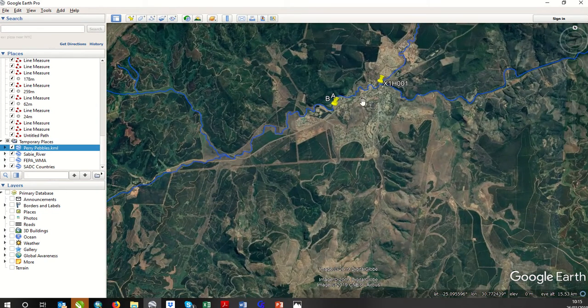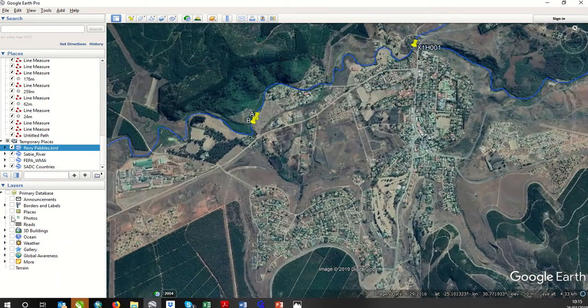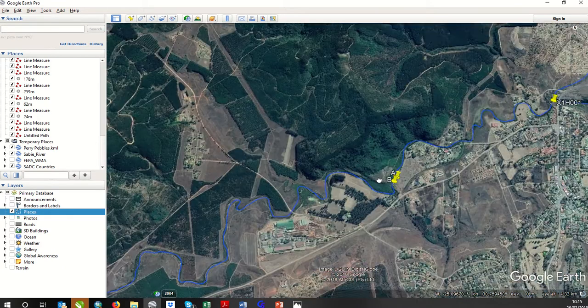So where are we in the catchment? These are the two sampling areas here, sampling site A and B, and you can see what they've done is it's actually around the town of, let's just have a look at that. It's around Sabi itself, the town of Sabi, in the upper part of the catchment.